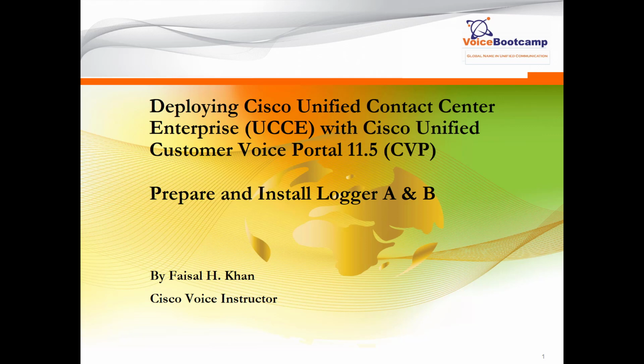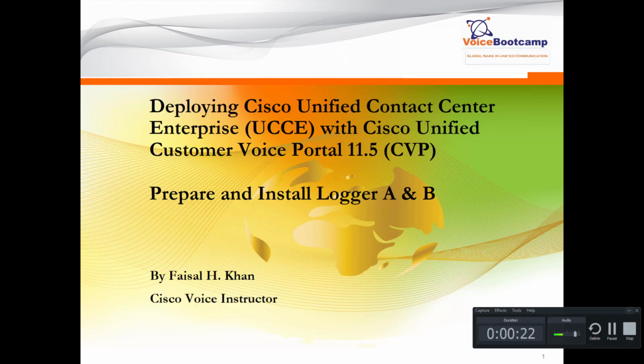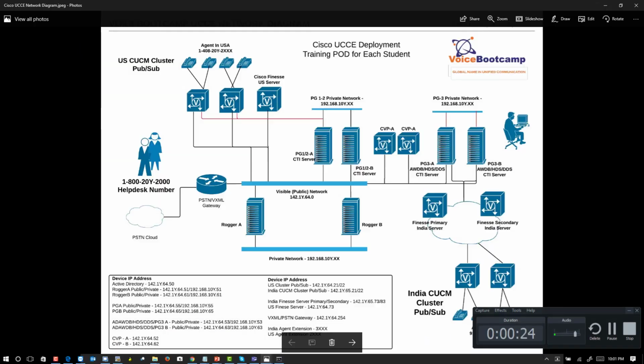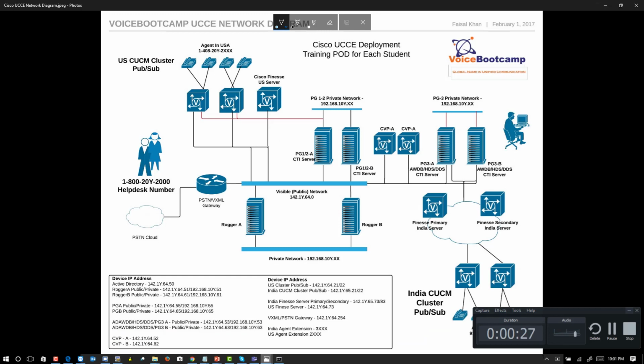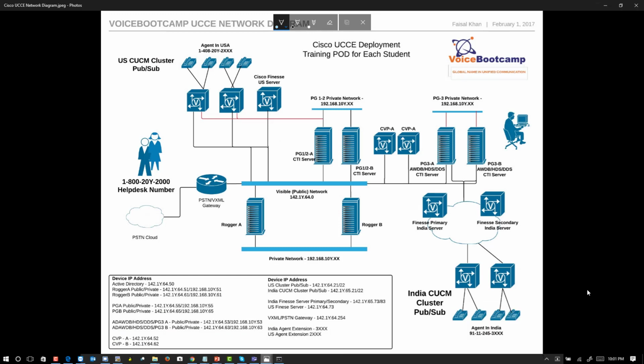In this self-study kit of deploying Cisco Unified Contact Center Enterprise with CVP 11.5, I'm going to show you how to prepare and install logger A and B. First of all, in our topology, we have two servers, logger A and logger B, which are running logger services or components, as well as the router. That's why we call it a logger. We're going to start with A, and then we're going to start with B.